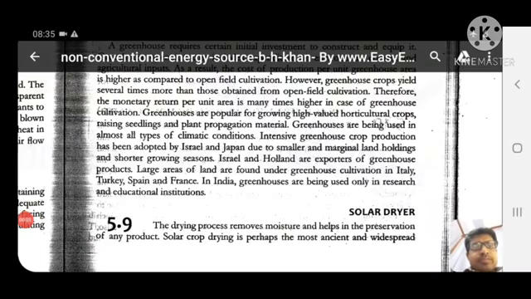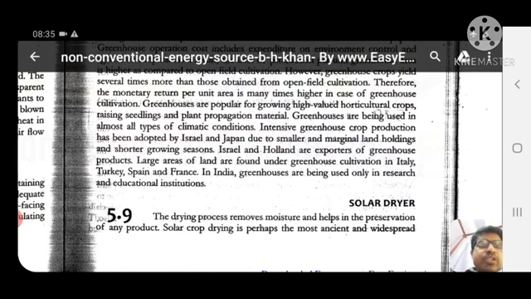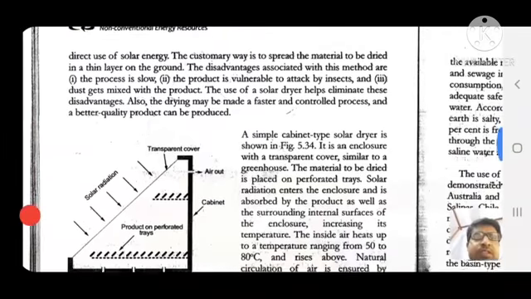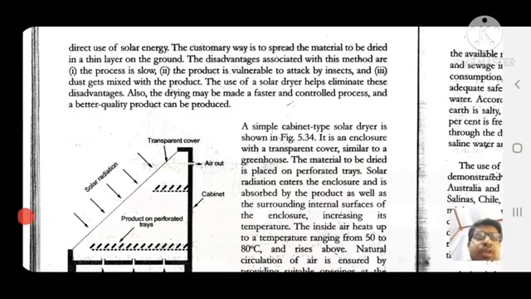Good morning. Today I am discussing solar dryers. Actually, the drying process removes moisture and helps in the preservation of any product. Solar crop drying is perhaps the most ancient and widespread direct use of solar energy.